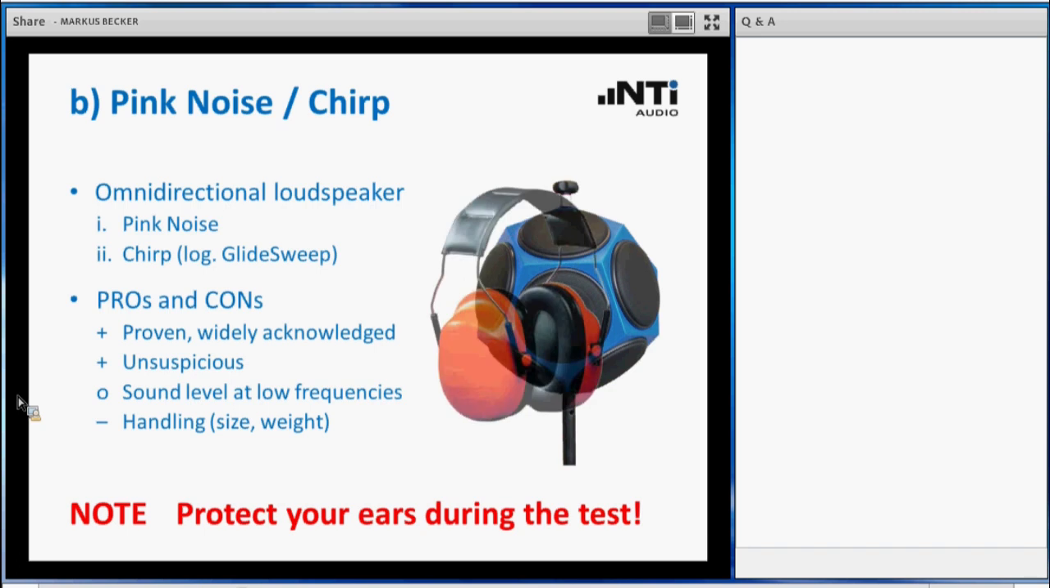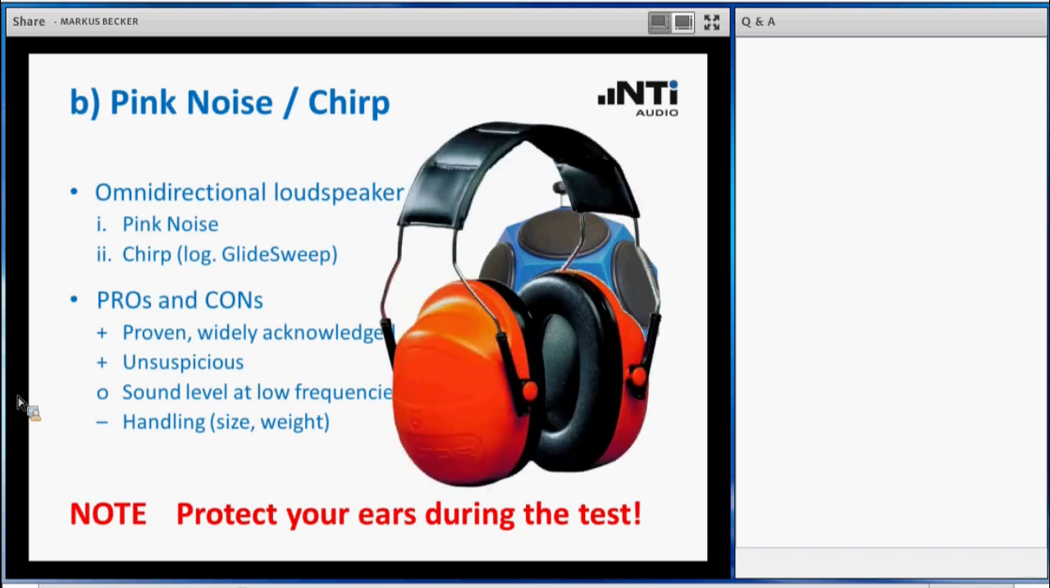Same as before, please obey the loudness that is created by this device. So here as well, you should carry good earmuffs to protect your ears during the test.